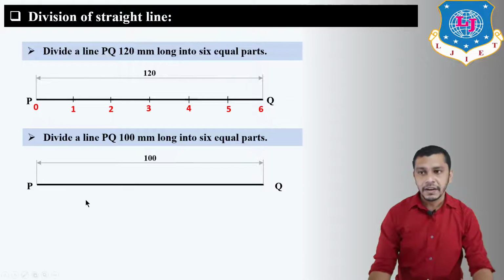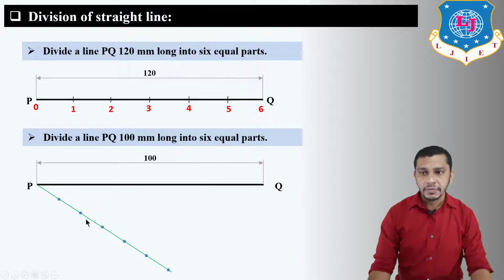So let us follow this method. First of all, from point P, which is one end of the line, draw an inclined line at any angle. Now mark 6 points on this line having equal lengths. Right now we have marked 6 points because we have to divide this line into 6 equal parts. But if you want to divide this line into 5 or 7 or 8 equal parts, then we will make the division likewise.